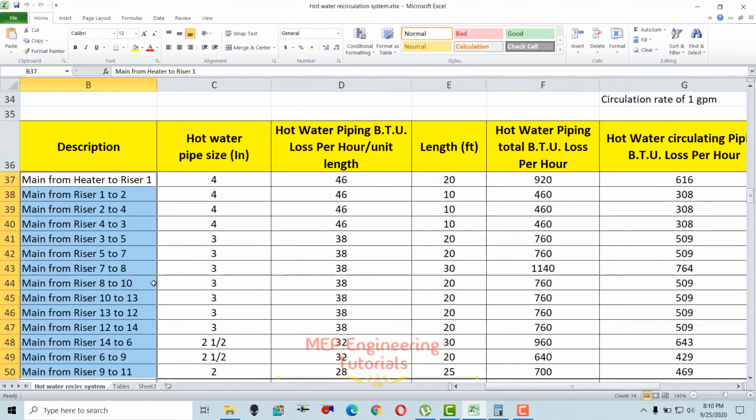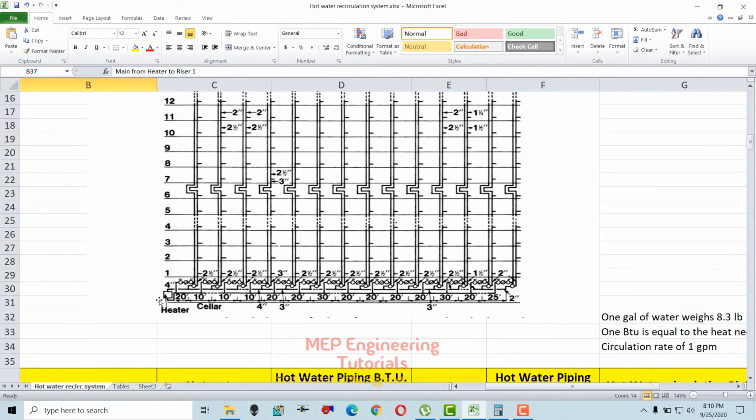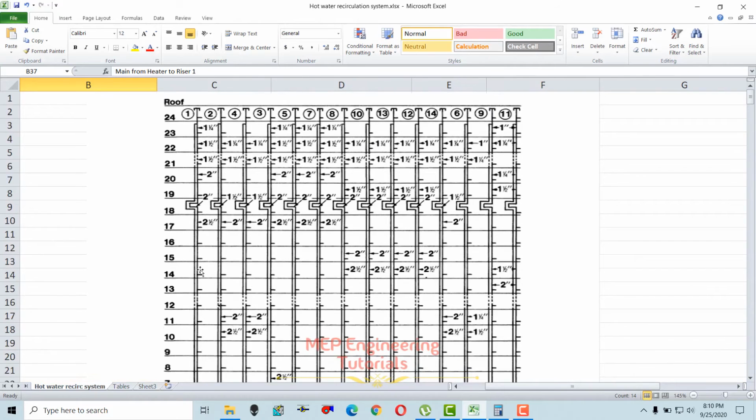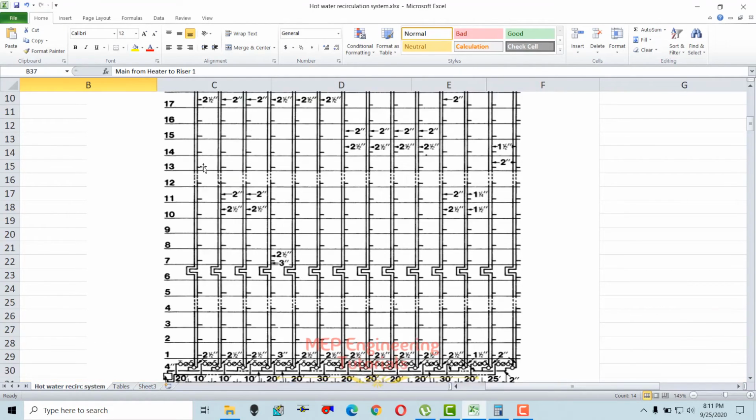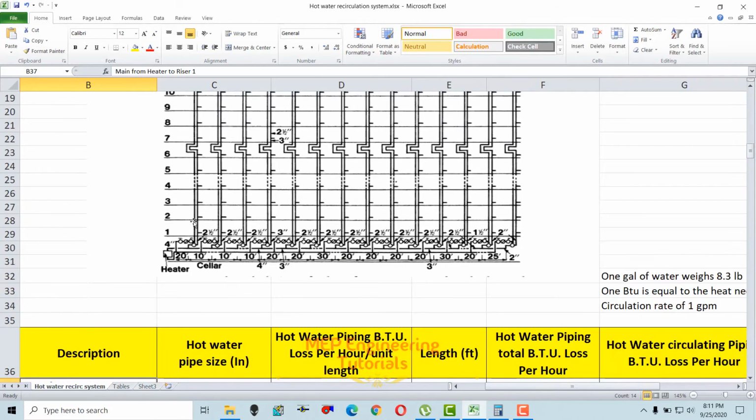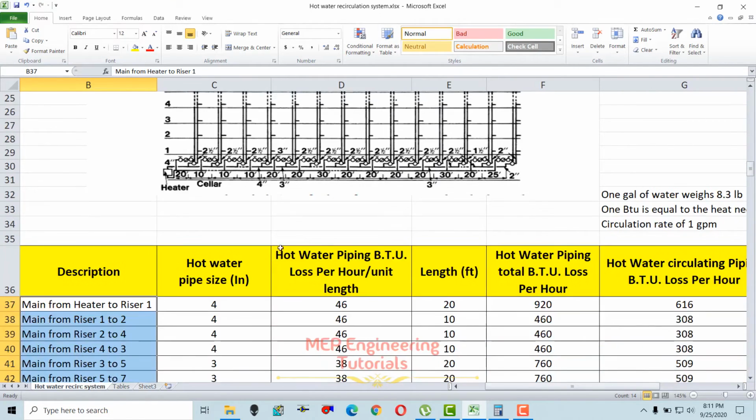If I zoom in, you can see this is our water heater installed in the basement, and this is the hot water supply piping. From here it goes all the way up to the 24th story, and then there is the hot water recirculation piping, which goes back into the heater. So we are going to design these recirculation lines: the risers and the main for the recirculation system.